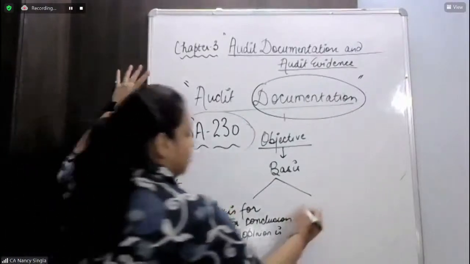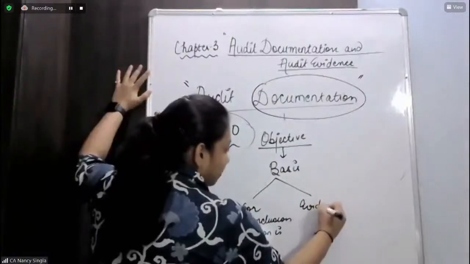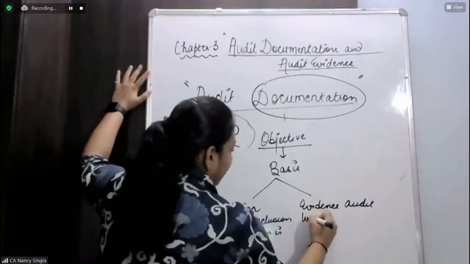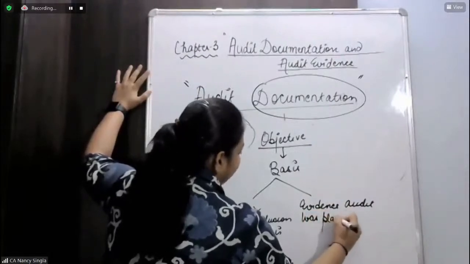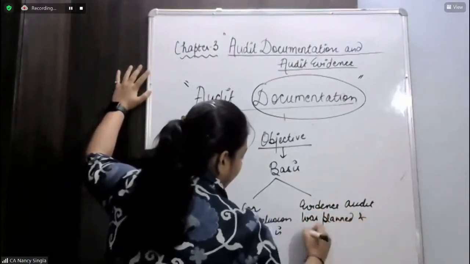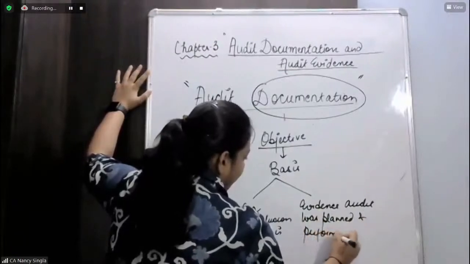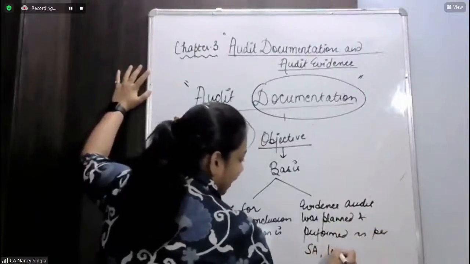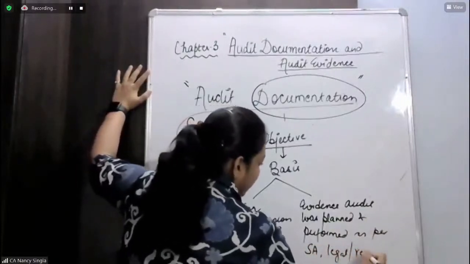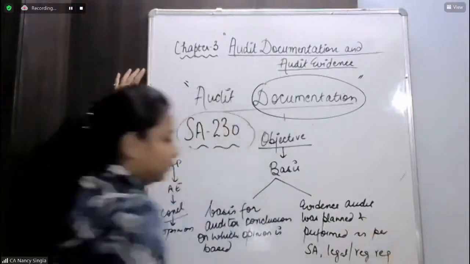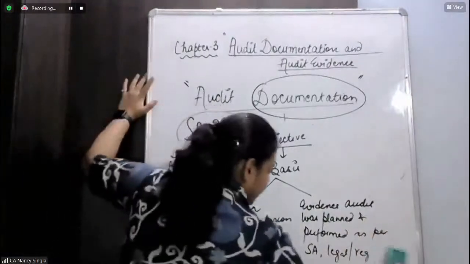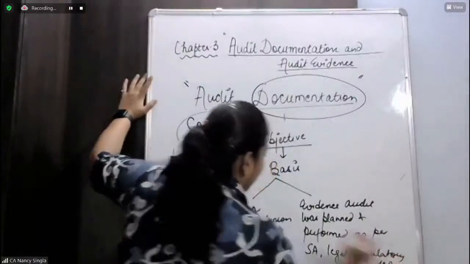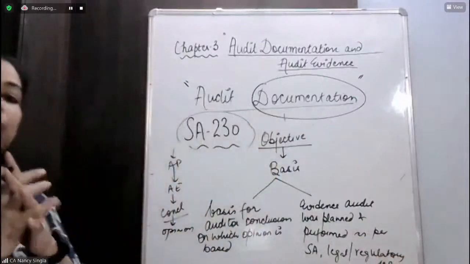Secondly, it provides you an evidence or basis that audit was planned and performed as per, say, SA or any other legal or regulatory requirements. This is regulatory, right? So what is the objective?